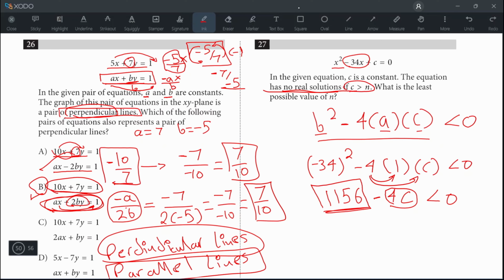1156. So what we're going to do is divide 1156 by 4. 1156 divided by 4 is equal to 289. So 289 is the answer for this question.